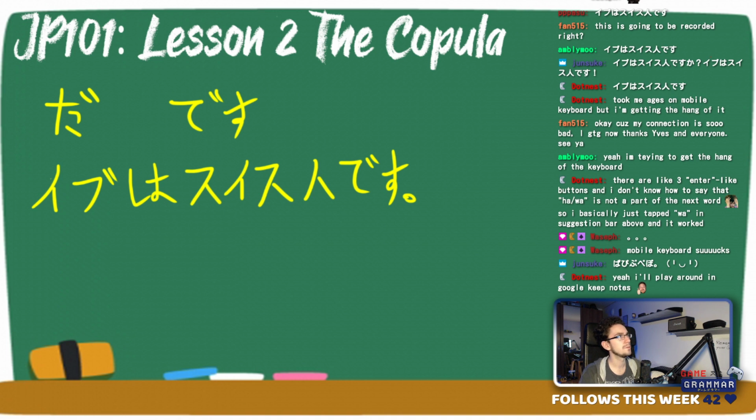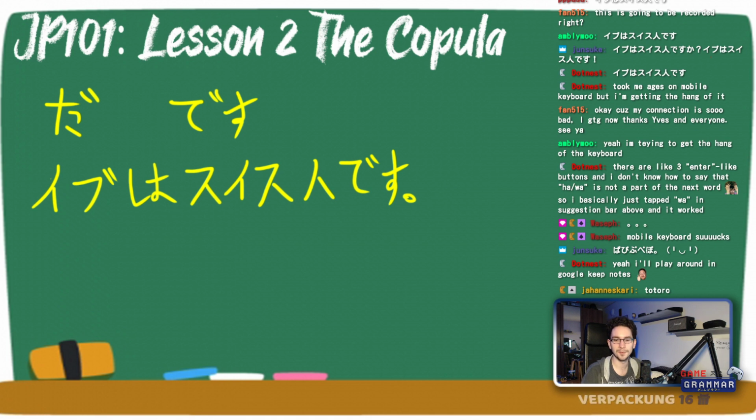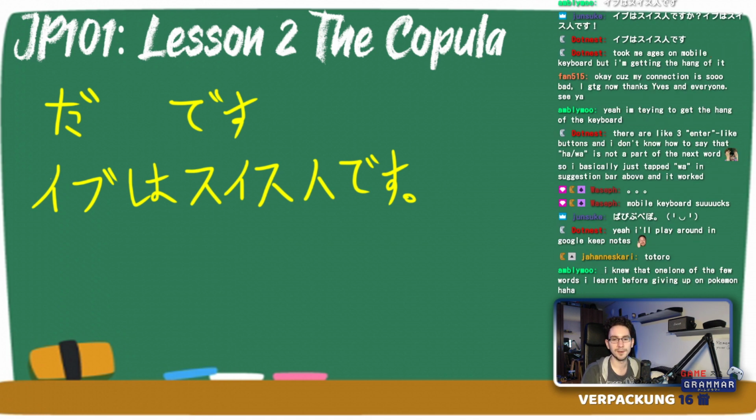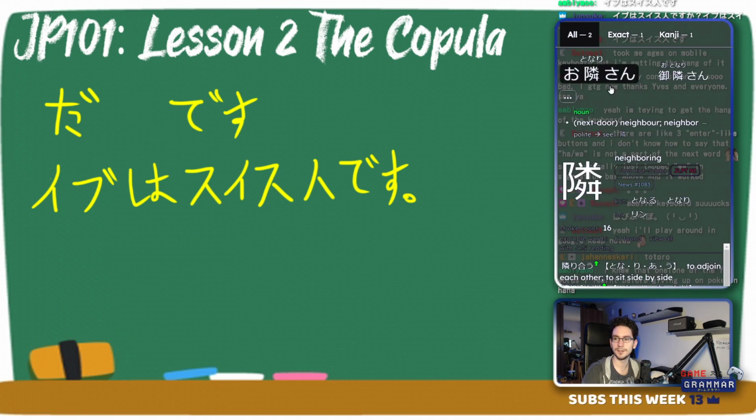How would we say that? What could my neighbor be? I'm so bad at coming up with sentences too. My neighbor is a cat lover. That's a word, a cat lover. How would you say my neighbor is a cat lover? My neighbor would be otonari-san. This is a good one to use. Otonari-san, okay? My neighbor, or the neighbor, the person next door.